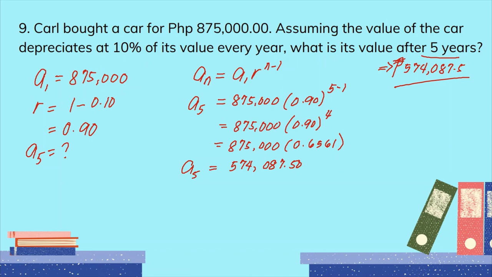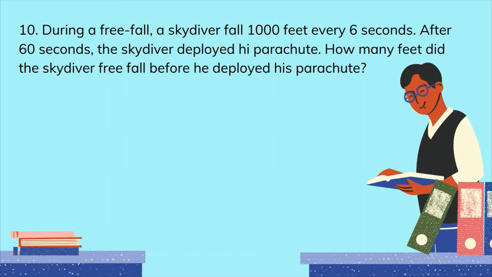Okay, number 10. During a free fall, a skydiver falls 1,000 feet every 6 seconds. After 60 seconds, the skydiver deployed his parachute. Okay, how many feet did the skydiver free fall before he deployed his parachute? So, yan. Alam ko, alam niyo na yung sagot kasi sa 1,000 feet, meron kang naabot mo yan in 6 seconds. So, after 60 seconds, ilan? Meron ka dapat 10,000 feet. So, nag-multiply ka lang ng 10 para makamay yung 60. So, multiply mo lang din to ng 10. So, the final answer is 10,000 feet. That's it.